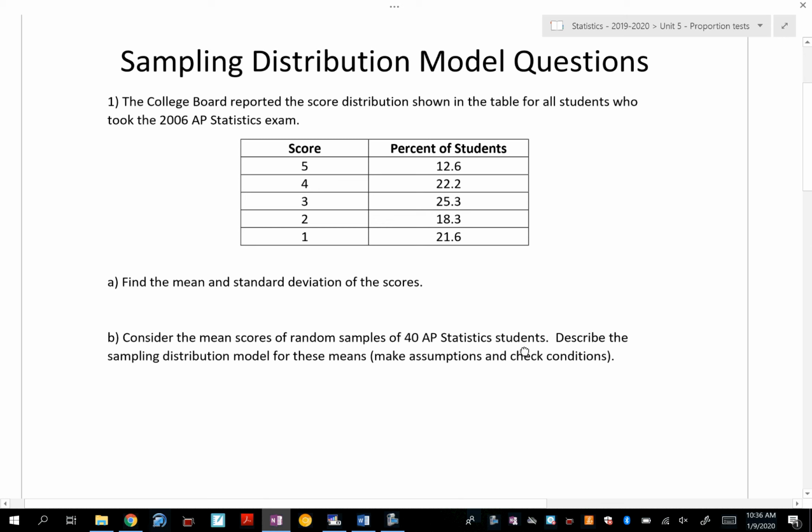Then in list 2, you should type in these percentages, all right? And make sure you type like 0.126, 0.222, okay? Make sure you move the decimal over, all right? So that should be in list 2. So the scores in list 1, percentages in list 2. It doesn't have to be in that order, but I think it'll make more sense if you do list 1, list 2.